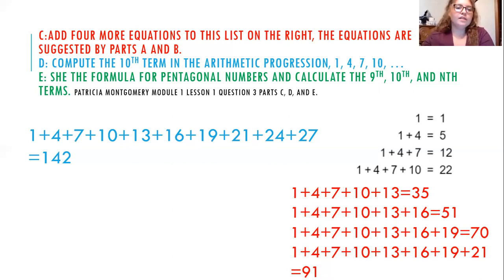Then for part D, it says compute the 10th term in the arithmetic progression. So we've already got to 8. So you just need to do 2 more numbers. We ended on 21, which was the 8th one. So for the 9th one, we're going to add 3, which was 24. And then for the 10th one, we would add 3 more, which was 27. Then you add all that up to get the 142.